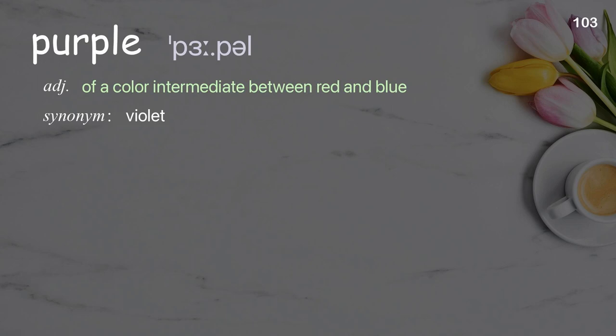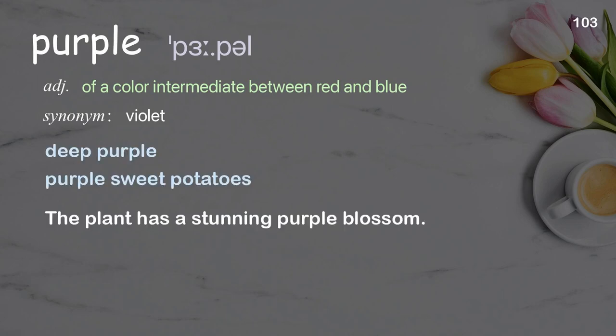Purple. Of a color intermediate between red and blue. Examples: Deep purple, purple sweet potatoes. The plant has a stunning purple blossom.